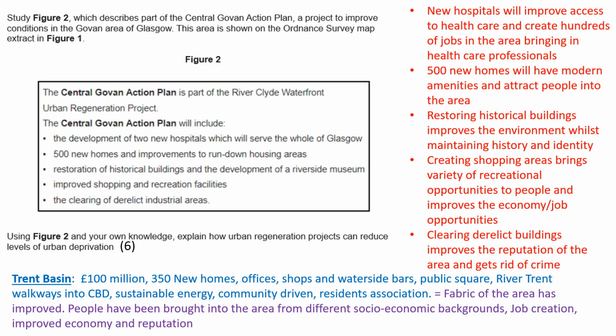Okay. Each of these bullet points needs explaining. It's not good enough in the question to just write them out and say that it leads to reducing urban deprivation and just copying it out, because you've not done anything with it. This first one here, I've linked to this bullet point. So we've got the development of 2 new hospitals which will serve the whole of Glasgow. Explaining that the new hospitals will improve access to healthcare, so it's going to improve people's social living, and it will create hundreds of jobs in the area, bringing in healthcare professionals.